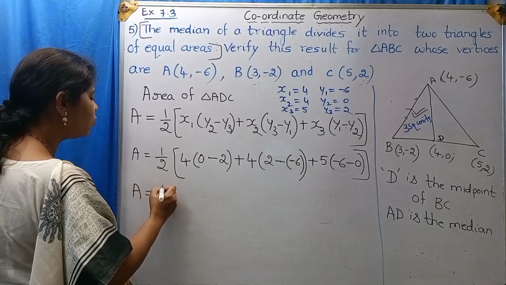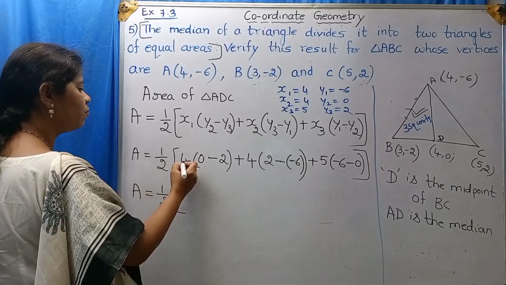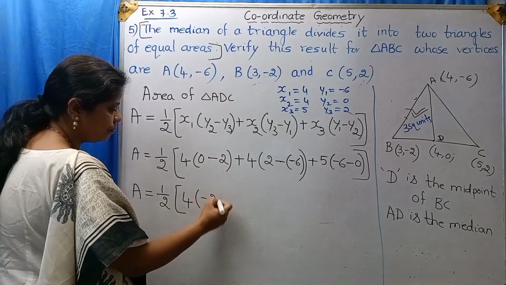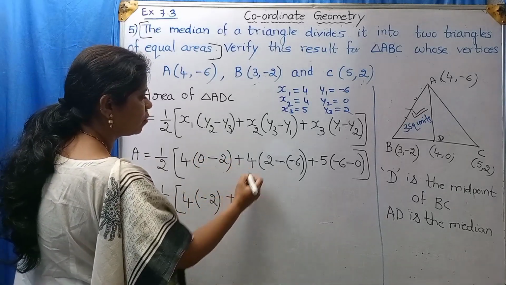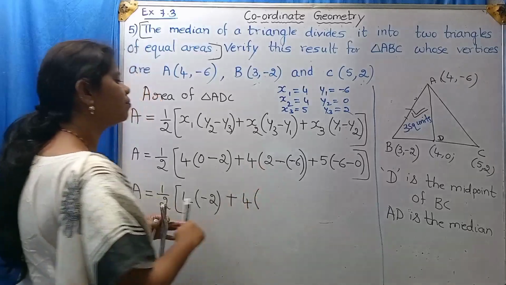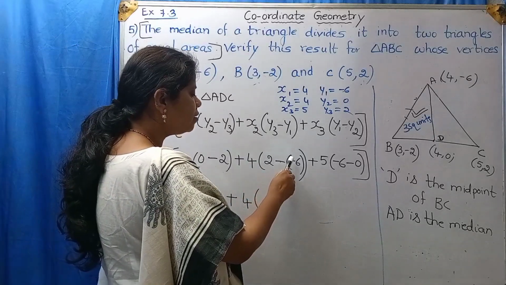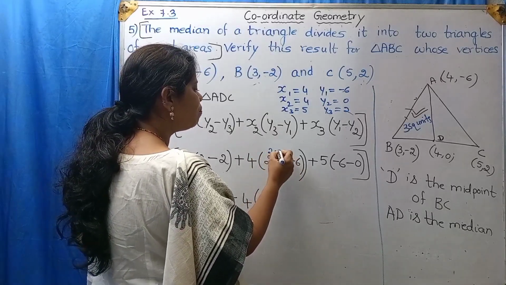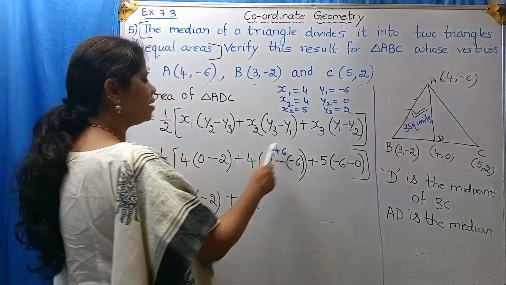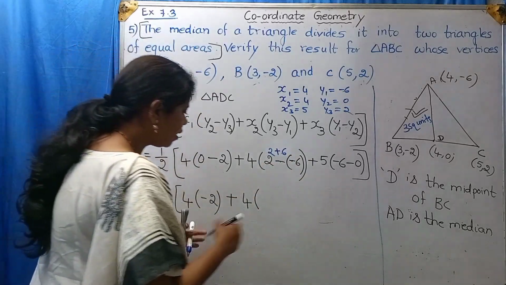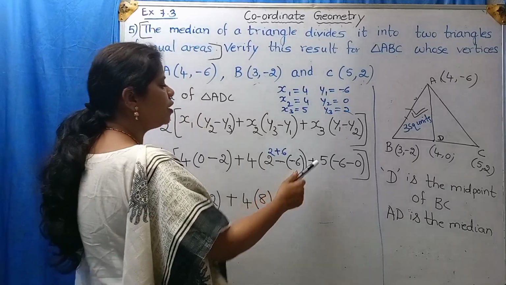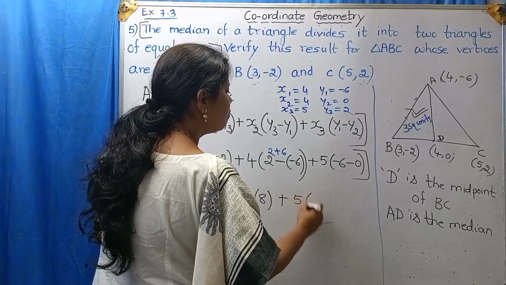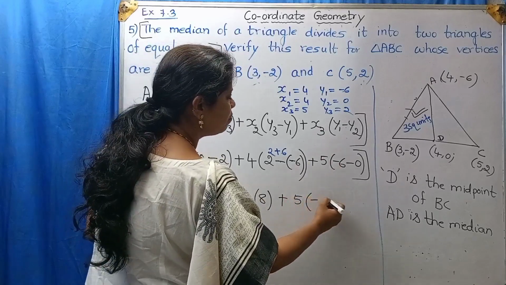A is equal to half into 4. 0 minus 2 is how much? Minus 2. Plus 4, bracket 2 minus of minus 6. 2 minus into minus is what? Plus 6. 2 plus 6 is how much? 8. Right? Plus 5 into minus 6 minus 0 is how much? Minus 6.